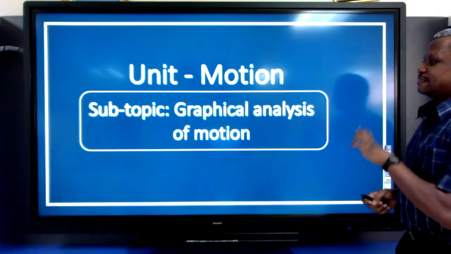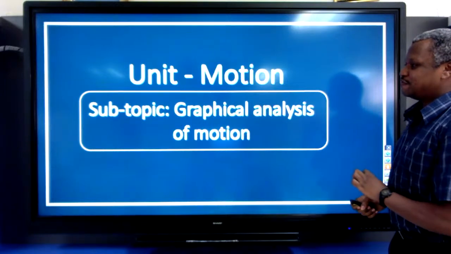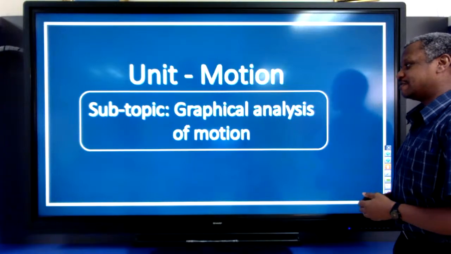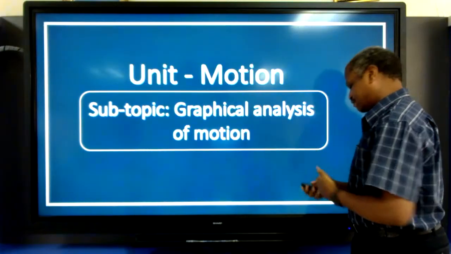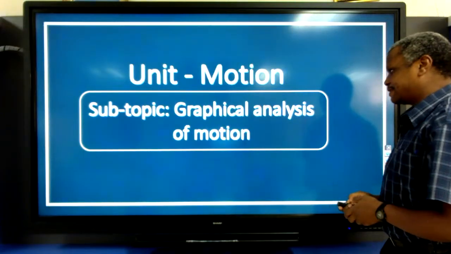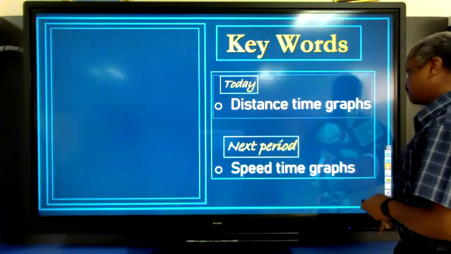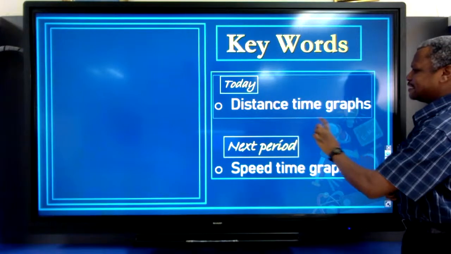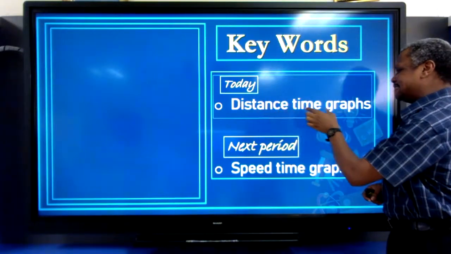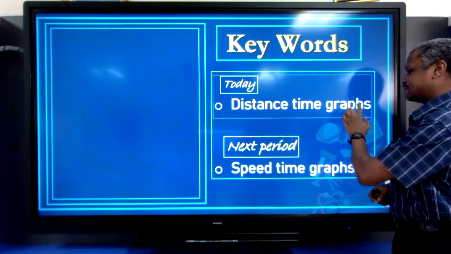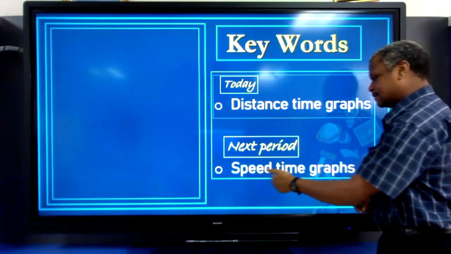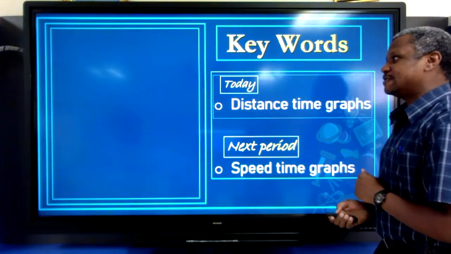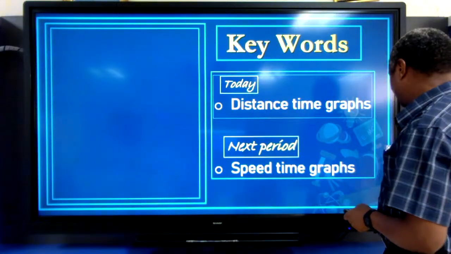Okay, now the unit we are going to study for today is about the topic motion. And the subtopic will be the graphical analysis of motion. It's not a difficult topic as such. It's a continuation of where we stopped last time. Today we are going to concentrate only on distance time graphs. Next period, next week, we look at speed time graphs. But before we do that, let's look at what we learned last period.